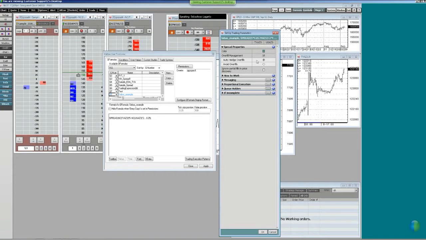CQG will use, in a partial fill situation, the average price that you're filled at to then set the balancing leg order price. I've discovered working with some of our larger traders and hedge funds that occasionally this can result in either positive or negative slippage because of the rounding involved with an average fill price. Ignore partial fills and price discovery says ignore any partial fills that I've received in terms of the price and use the current market price to set the balancing leg order.